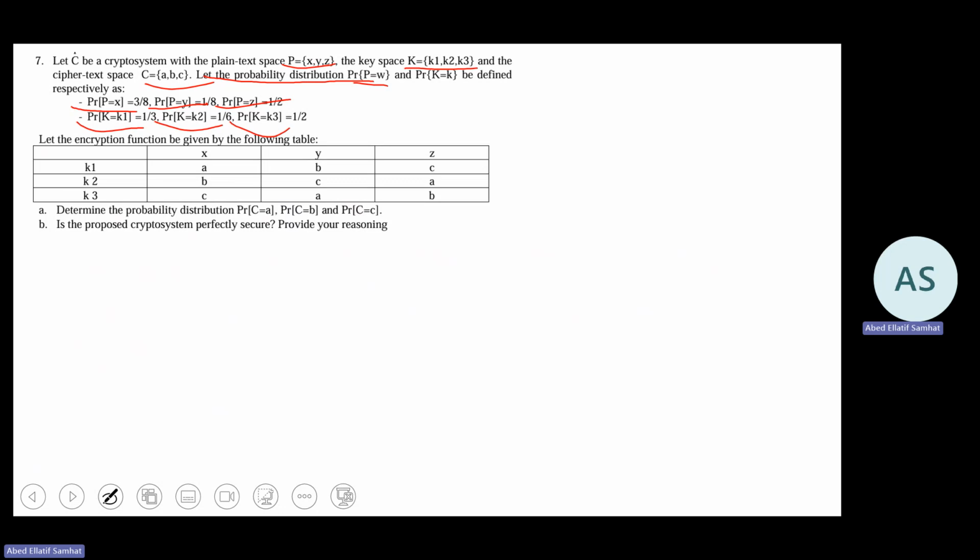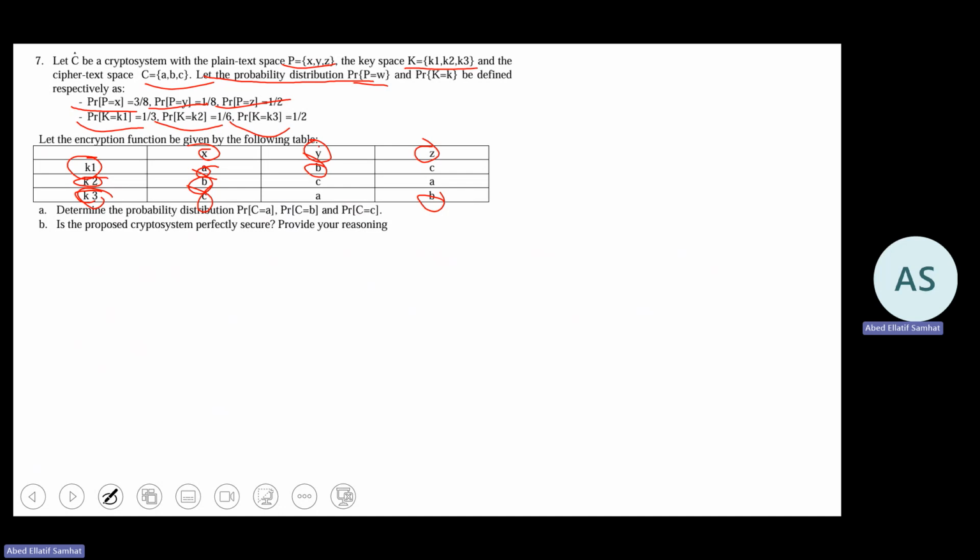This means that if we encrypt the plain text x with key1, we have the ciphertext A. If we encrypt x with key2, we have the ciphertext B. If we encrypt x with key3, we obtain the ciphertext C. And so on for y: if we encrypt y with key K1, we have the ciphertext B. If we encrypt the plain text z with key 3, we have the ciphertext B. So the first question is to find the probability distribution of the ciphertext.